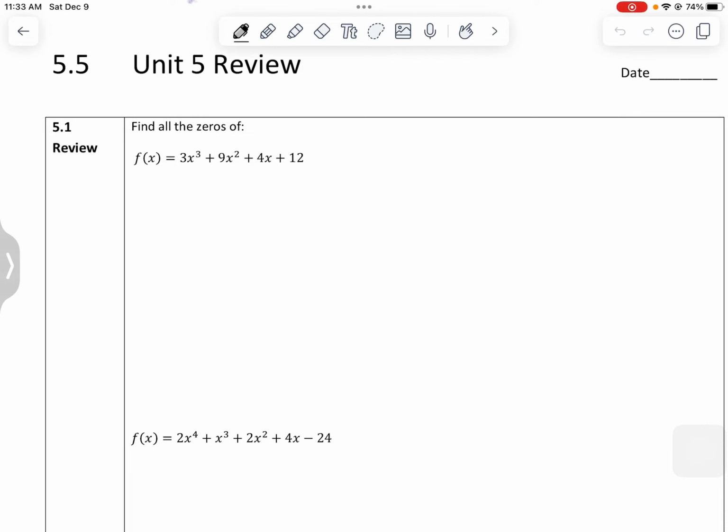Today we're going to do some review for Unit 5. So I'm going to go over each of the sections and questions that you can expect to see, just to have an overall view of what to expect for the Unit 5 assessment.